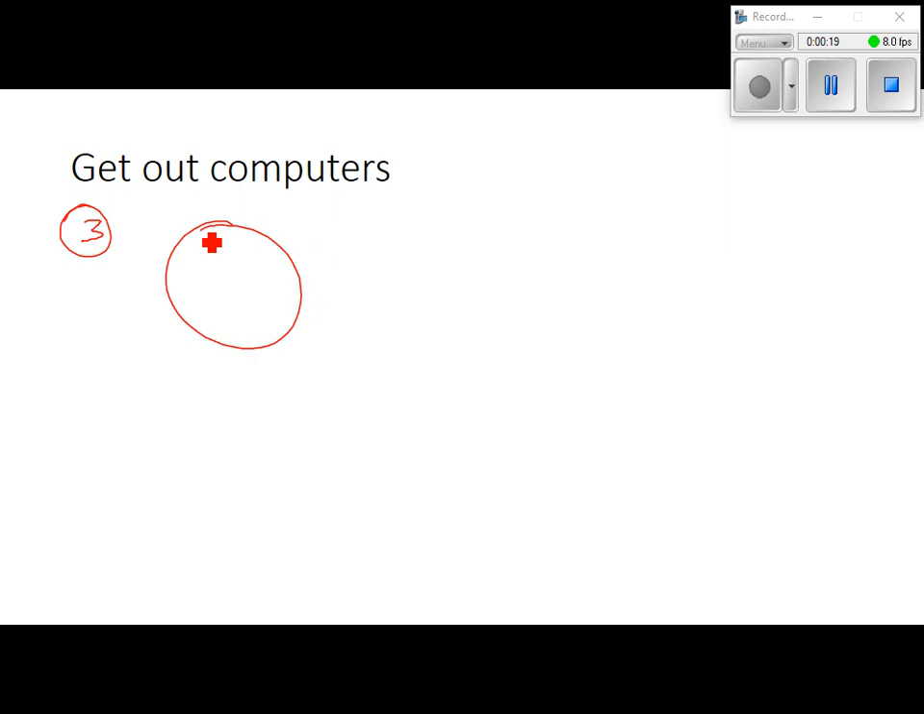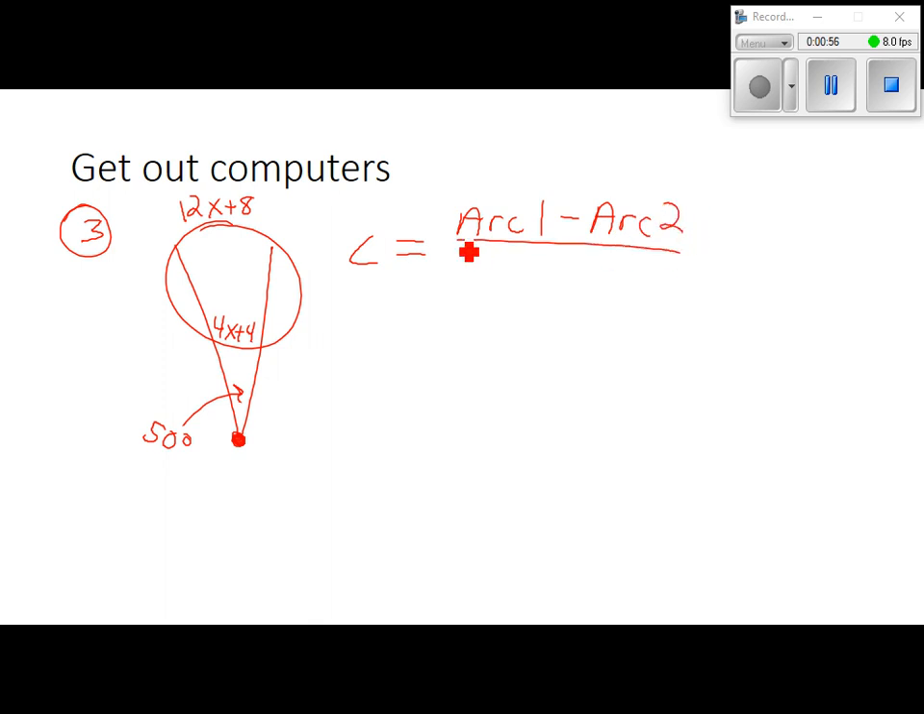Number 3, they give you a picture. It looks like this. They tell you that this angle right here is 50 degrees. For this, the vertex of the angle is outside the circle. The formula for vertex outside was angle equals, and I'm going to use a lot of abbreviations here so I can hurry, arc 1 minus arc 2 divided by 2.